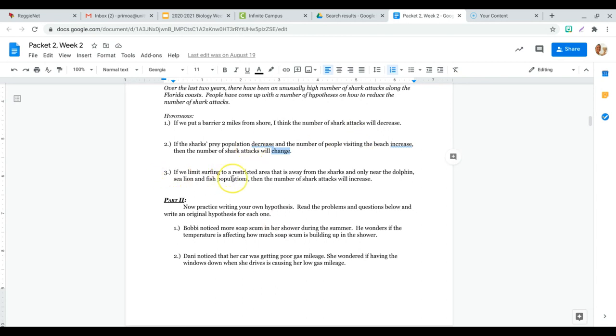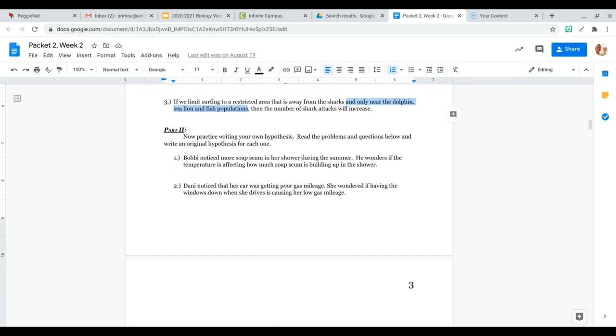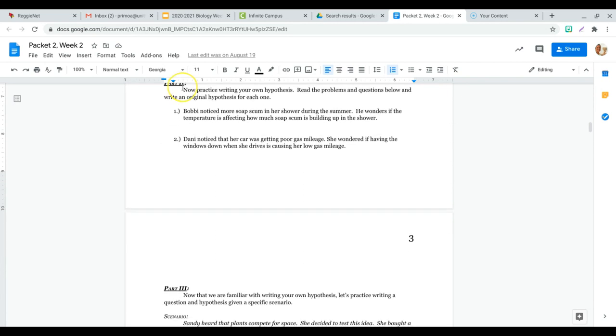And then finally, if we limit surfing to a restricted area that is away from sharks and only near dolphin, sea lion, and fish populations, then the number of shark attacks will increase. Again, there's too much going on here. We need to condense this. I honestly don't even think we need this part of the statement. If we just crossed out that part, then that would be a well-written hypothesis, because there are too many variables going on. Now down here, again, people did not follow directions.